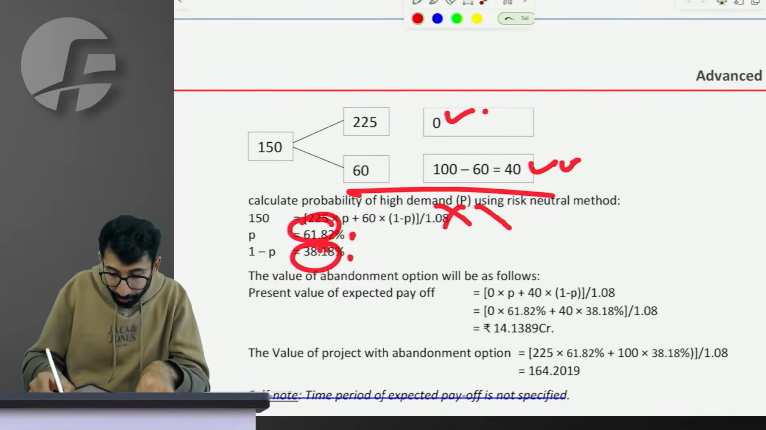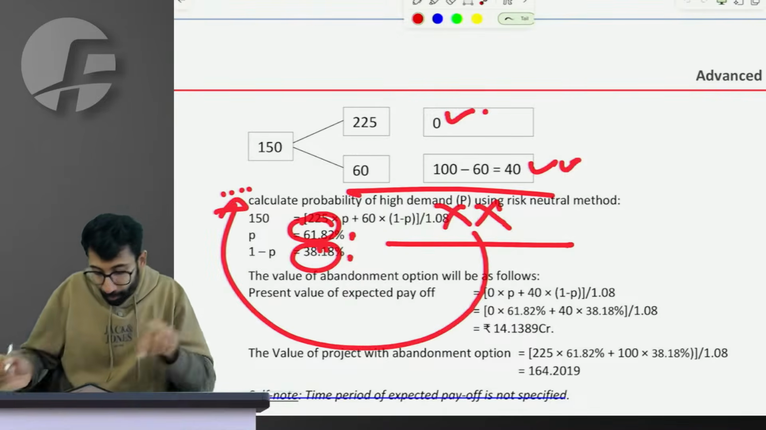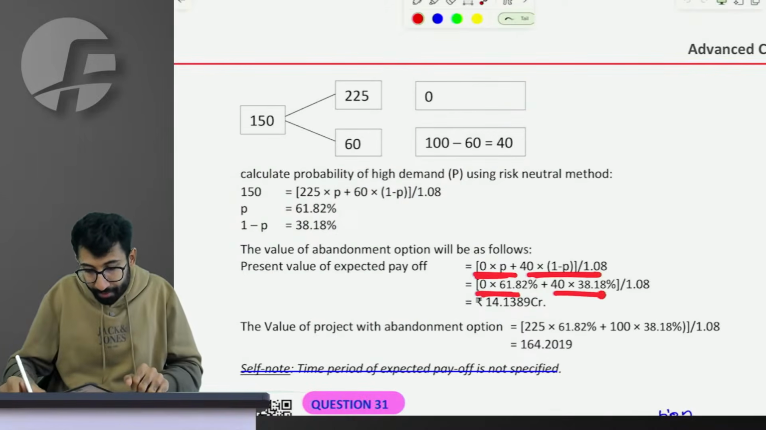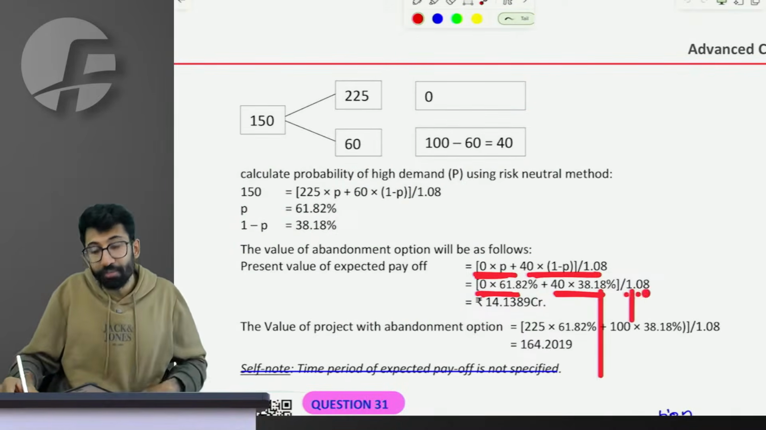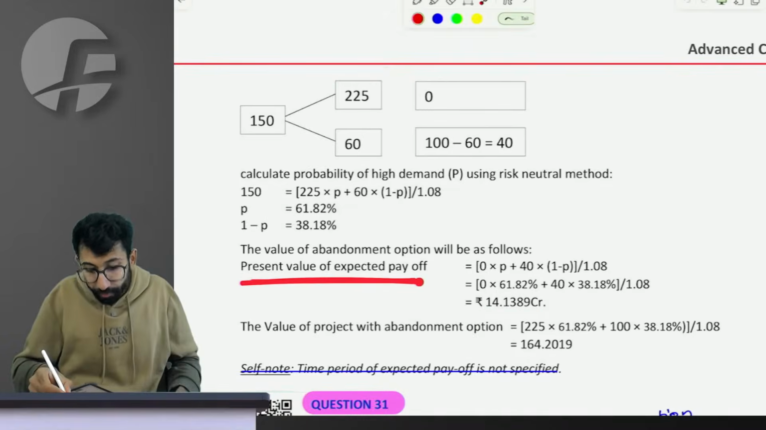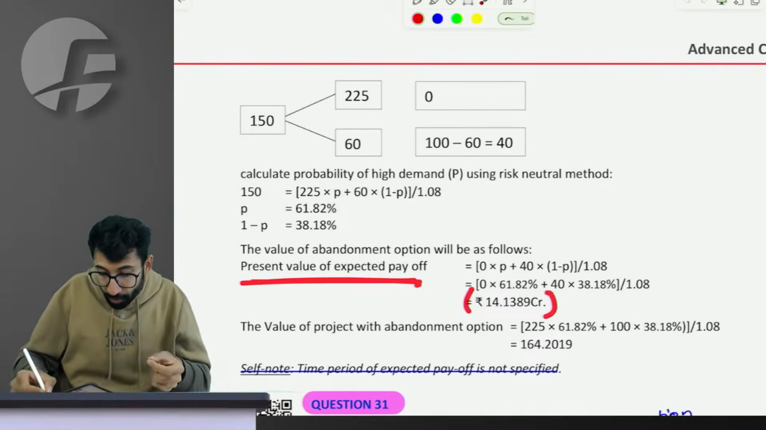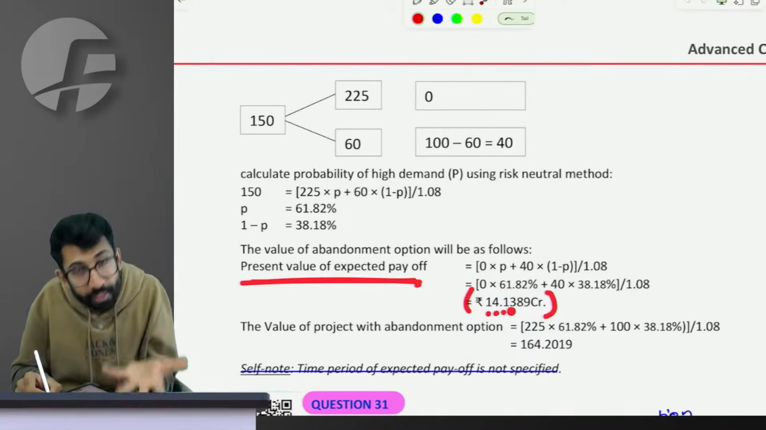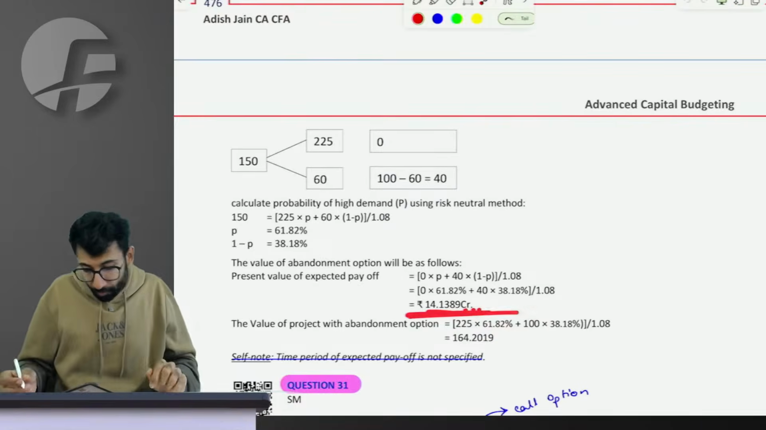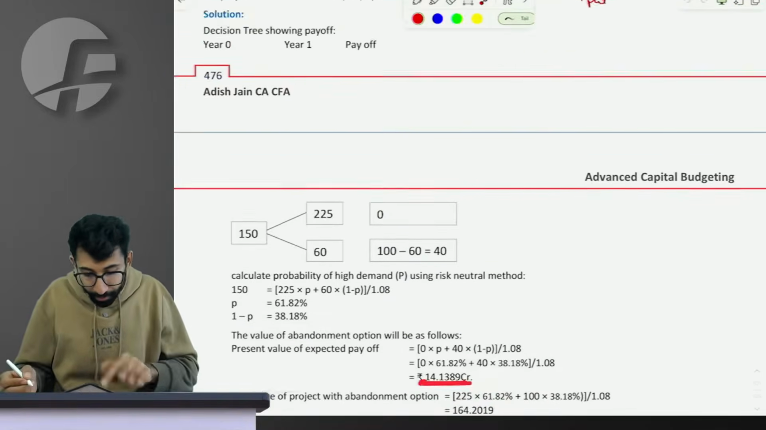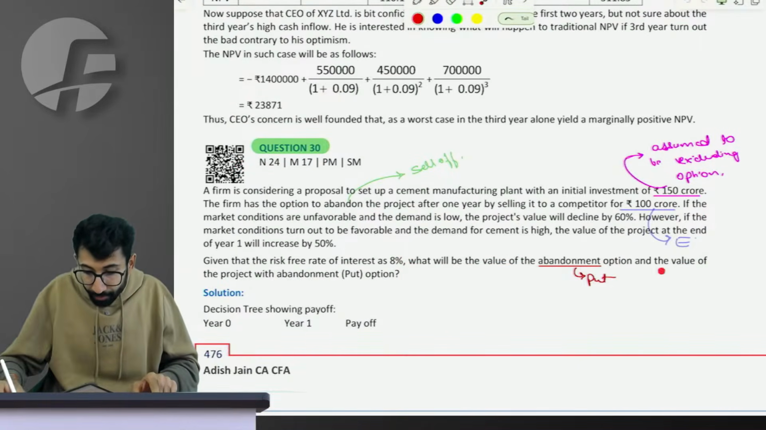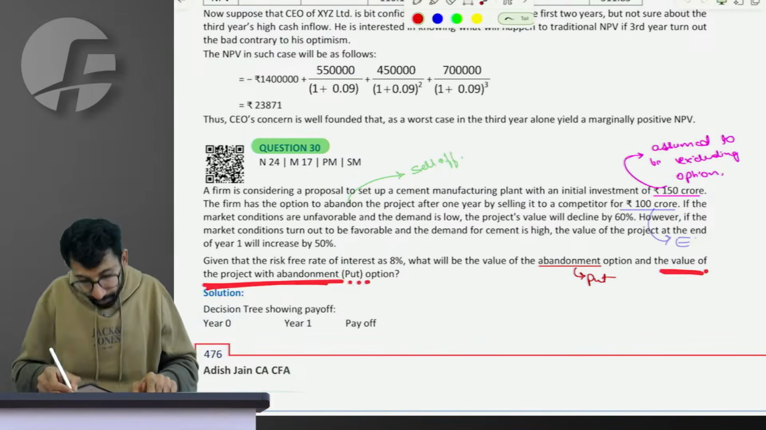So whatever you are expected to earn from this option, what is the present value of it? I am expected to earn 0 with 61% chance and 40 with 38% chance. And the present value of those future earnings is 14.13 crores. So can I say the present value of the expected payoff from the option, which is nothing but the value of that option itself, is 14.1389 crores. Could I explain question number 30, the value of option and the value of project with the option?